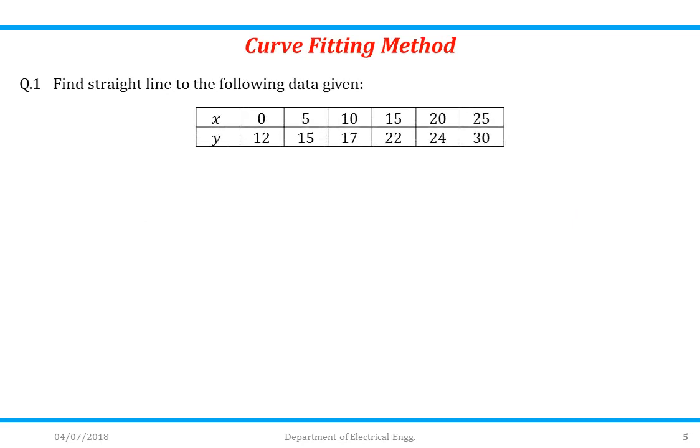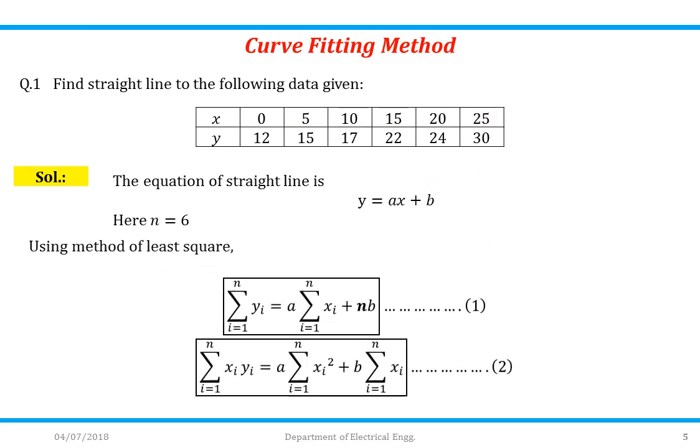Find a straight line to fit the following given data. Values of x and y are given. So the equation of a straight line is y equal to ax plus b. Here n equal to 6, meaning 1, 2, 3, 4, 5, 6: six data points are given.